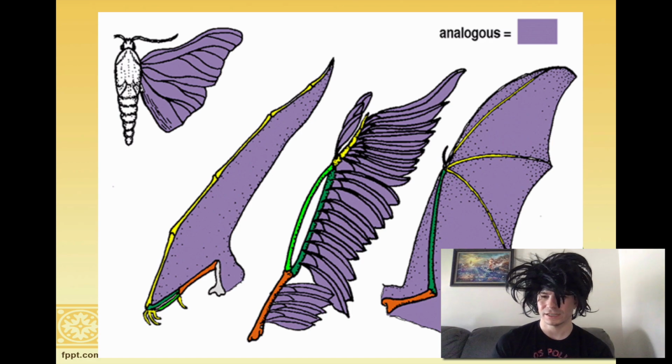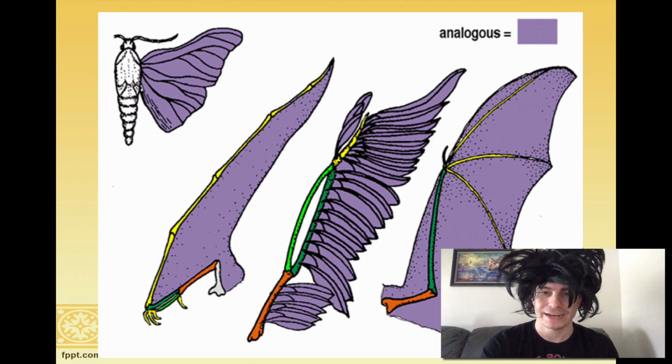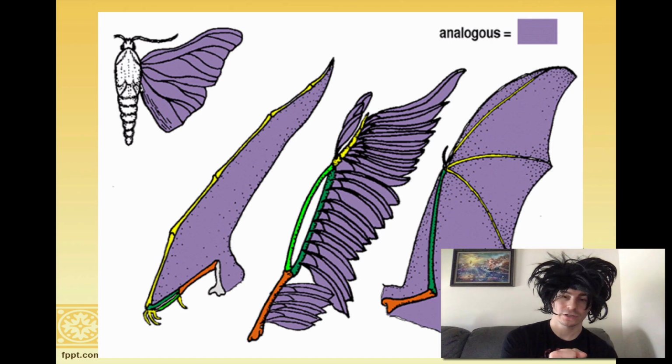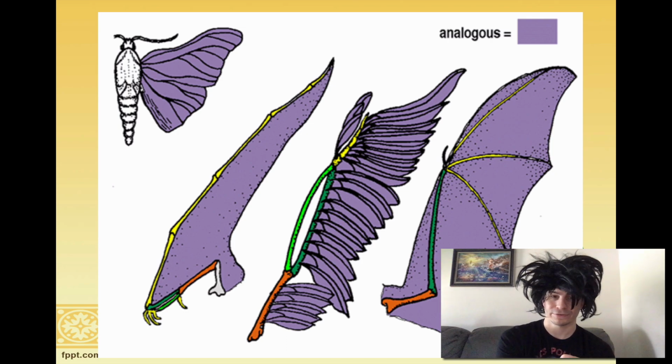So what does this tell us about analogous structures? Well, they evolve based on the environment, okay? The bat, the bird, and the moth all evolve based on the environment that they live in. They needed to fly. So those structures evolved because of that need, okay? So homologous structures, same structure, different function. Analogous, it's the opposite of that, okay? Same function, different internal structure.